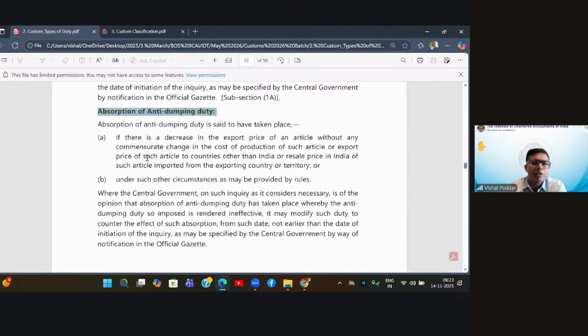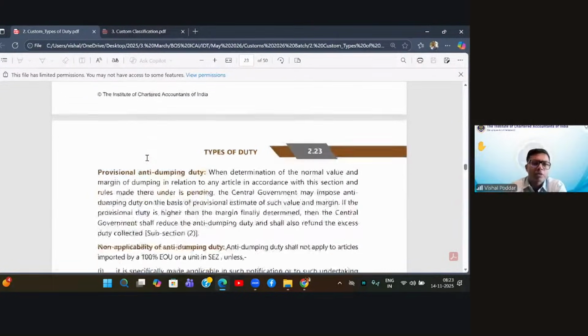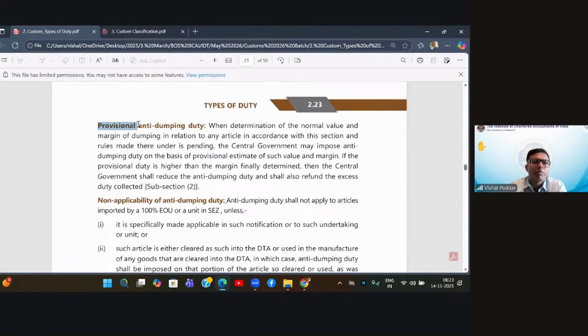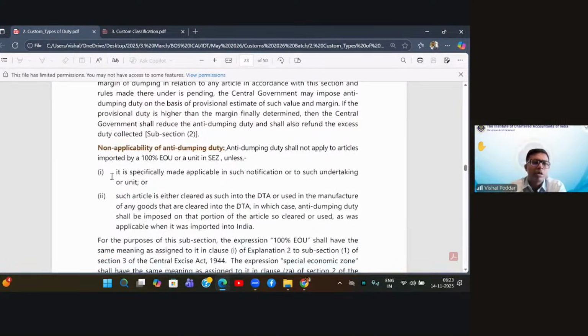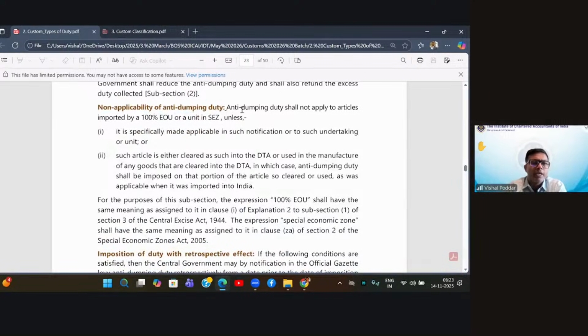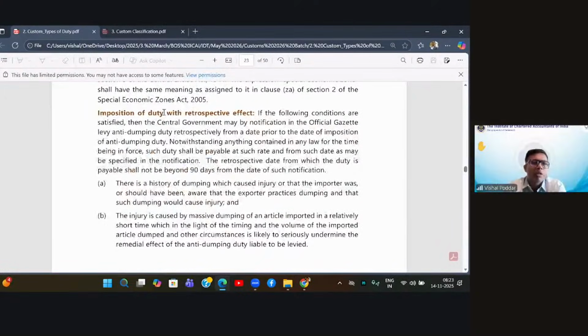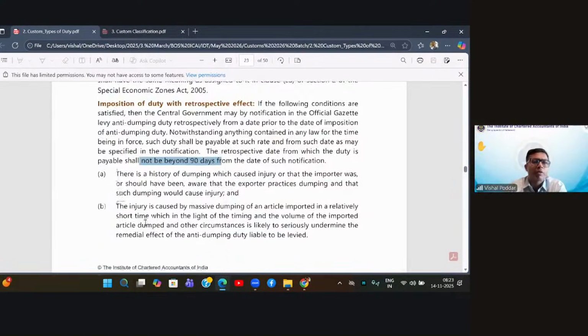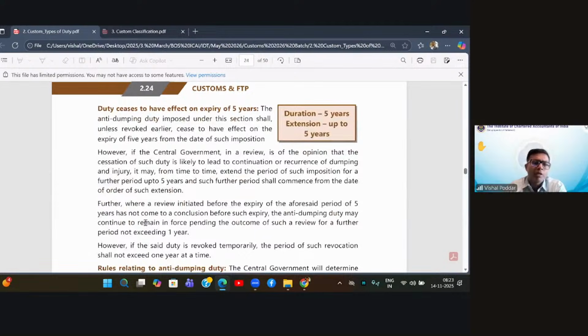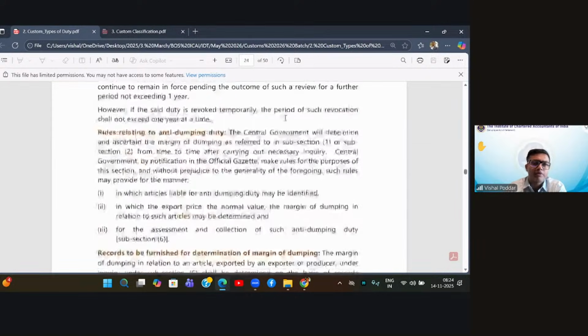Same as absorption of safeguard duty, the duty will get embedded in the cost and price. Again, where the government wants, it can temporarily impose this duty, conduct an inquiry, and decide whether to continue with it or not. Anti-dumping duty will not be applicable where goods are imported by a 100% EOU or SEZ. Same point again, if the government wants, it can retrospectively impose this duty, and this retrospective levy can go up to 90 days back. What is the time period? Same as safeguard duty, this duty can also be levied for 5 years and then extended by the next 5 years.